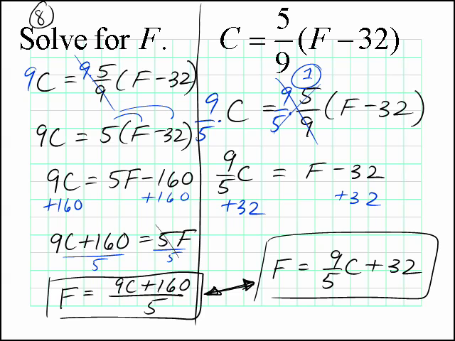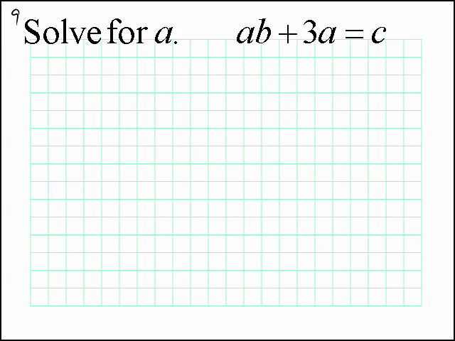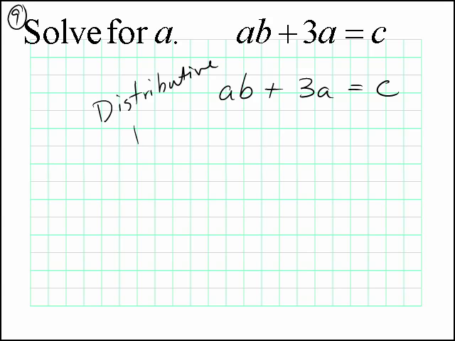Example number 9. Solve for a. Now notice that in this problem, we have two a's in there. We have an a times b and a 3a. And so what I'm going to have to do is the distributive property in reverse. In a later chapter, we just call this factoring. I'm going to factor the a out of both terms, and that leaves me with b plus c in the parentheses.